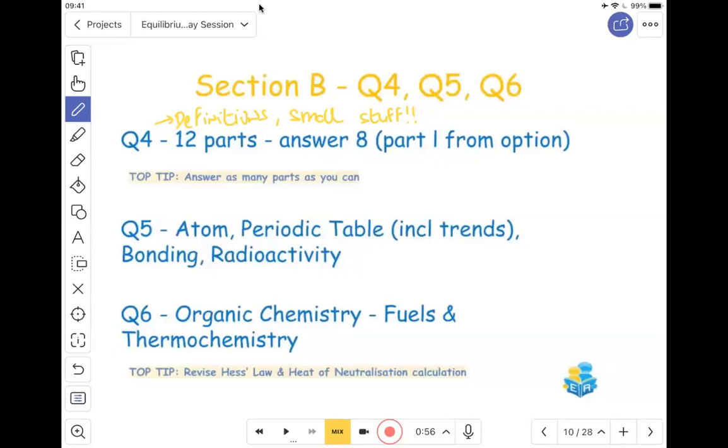So it's very important. You must know 8 answers in order to answer question 4. Question 5 then, atomic theory, periodic table, including trends, bonding, and radioactivity. This question here is usually very specific, particularly looking at marking schemes in the past. They're very particular with answers, only certain keywords are accepted, etc. So this is a question that some students may find difficult. They think that it's easy, but it's actually quite difficult to get marks in this question.